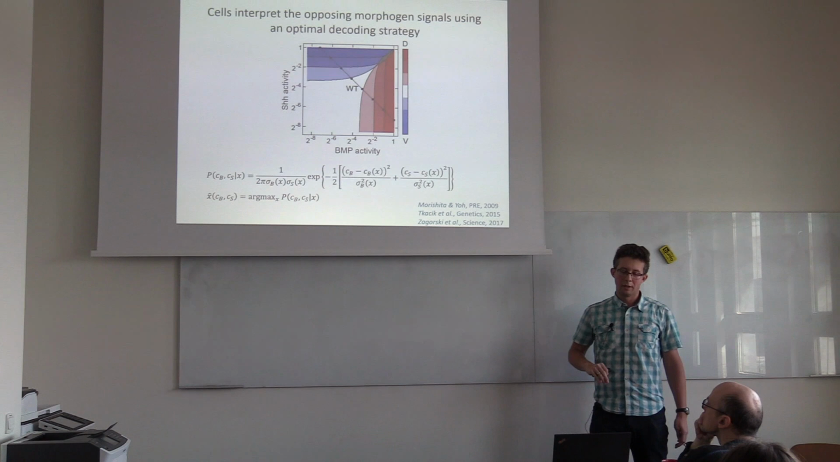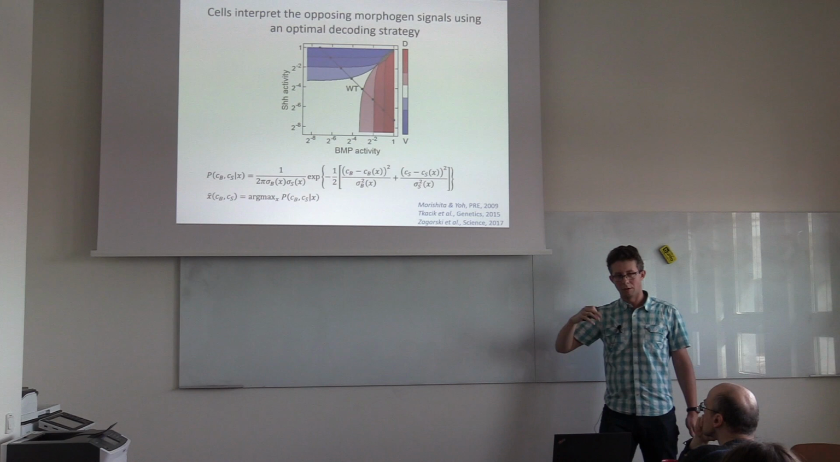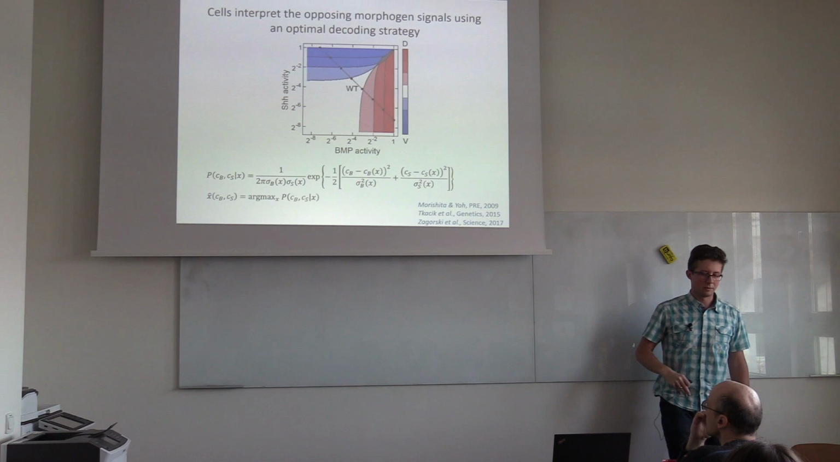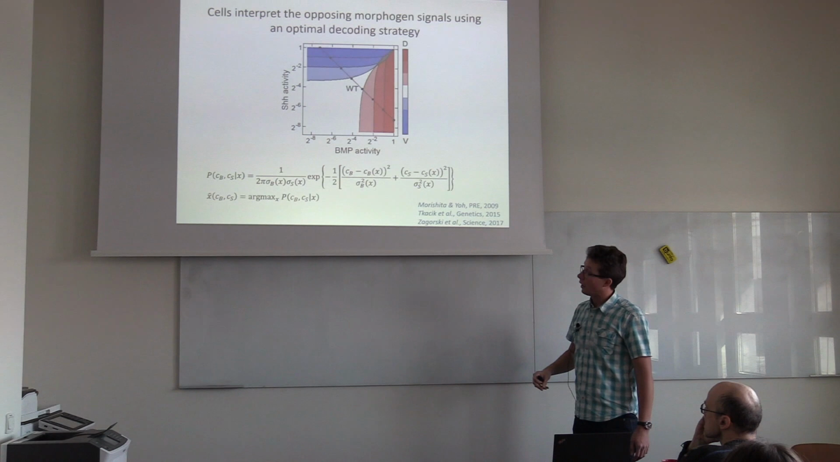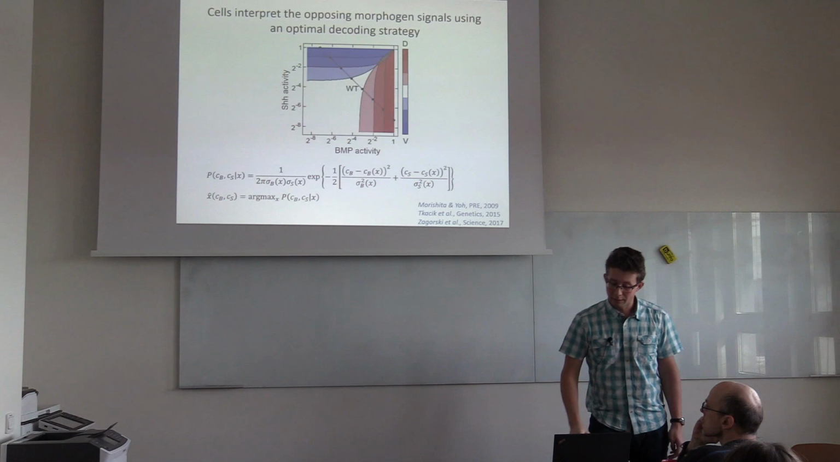So close to this wild type curve, this black curve, one gets very similar domains to what is in the biology, which makes sense because the embryo is very likely robust to small fluctuations. But we had an interesting prediction for the region that is here in shaded gray, where both concentrations of the morphogens are high.